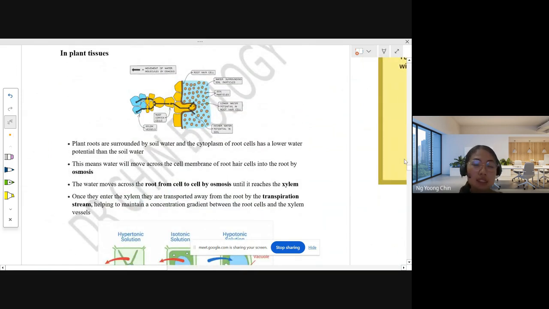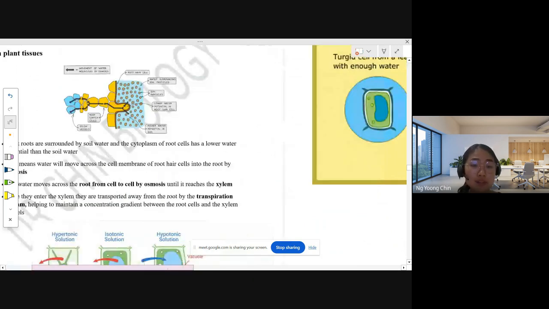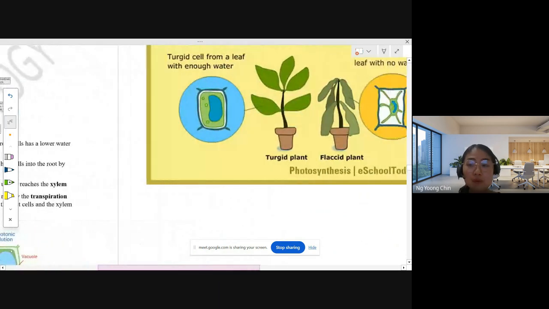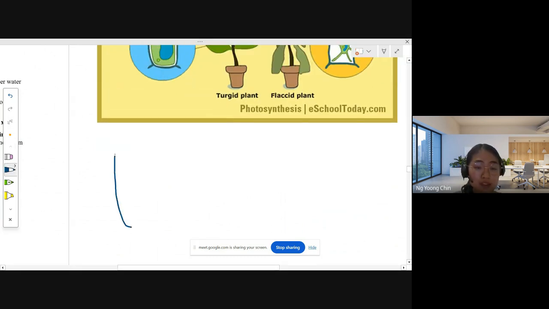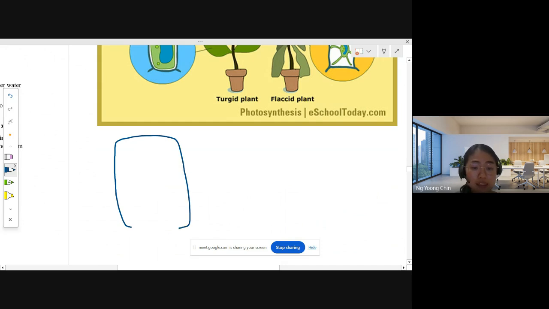So in the plant tissue, remember that the plant tissue contains the cell wall, right? You can see that. This is a plant tissue. Let me draw a plant tissue for you. This is a cell wall. Sorry, why did I draw it this way? Plant tissue has the cell wall.